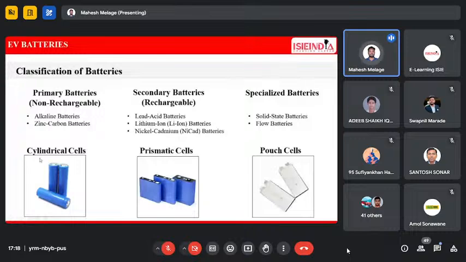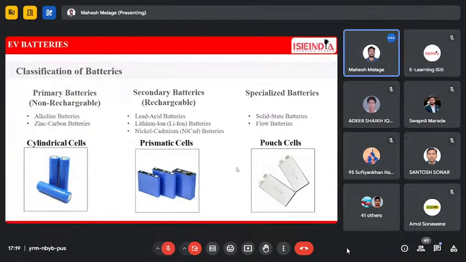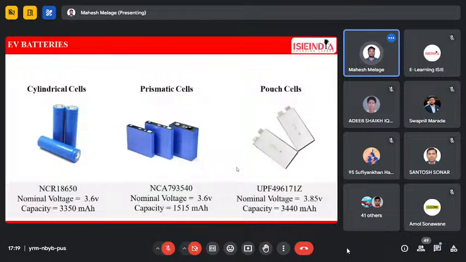First one is cylindrical, meaning the shape is cylindrical. You can see in the picture, this is a cylindrical shape, like a tank. This is prismatic. And this is a pouch cell. You can see that it is a pouch type. This is the battery used in mobile phones. In a mobile, these pouch cell batteries are used. So these are the specifications of different battery cells: cylindrical, prismatic, and pouch cell.